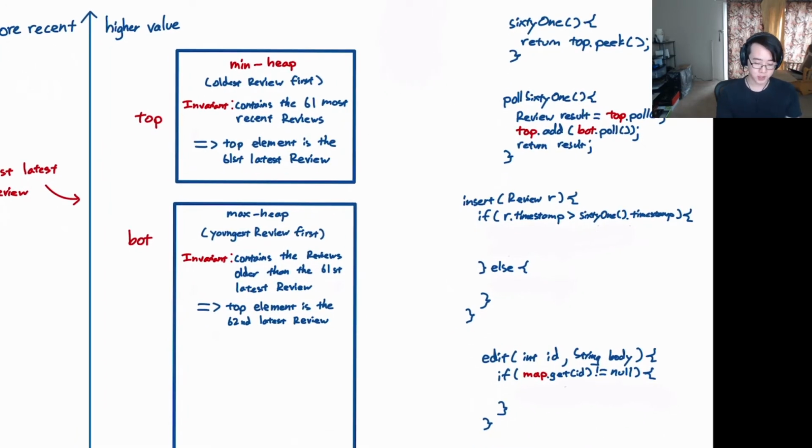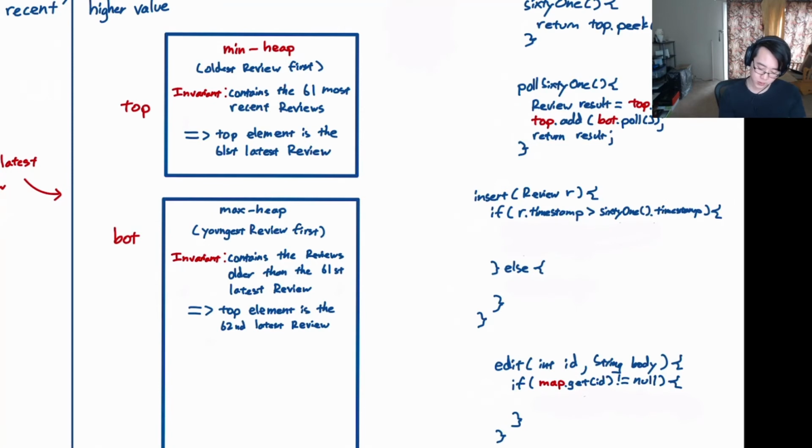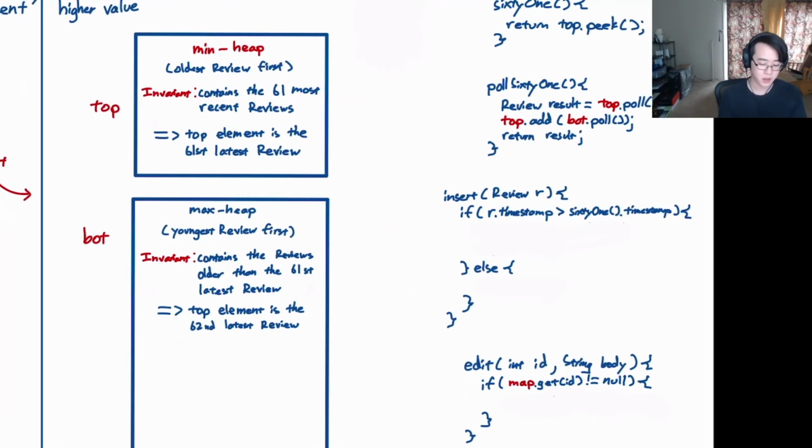Now insert is a little bit tricky because there are two cases that might happen. The review we want to insert might be younger than the 61st latest, or it might be older. So we need to do some sort of comparison between the 61st latest review right here and the review that we're trying to insert. If we find that the review we want to insert has a larger timestamp, this implies that the review is younger and it needs to go into this top heap.